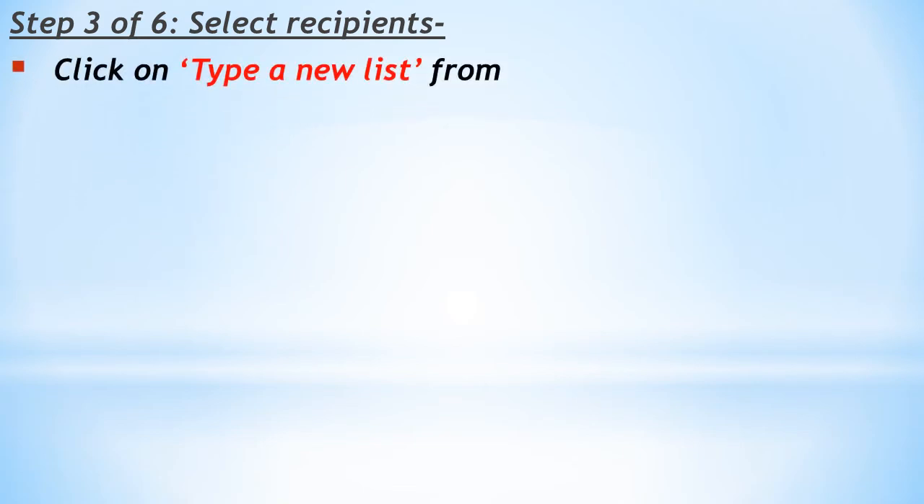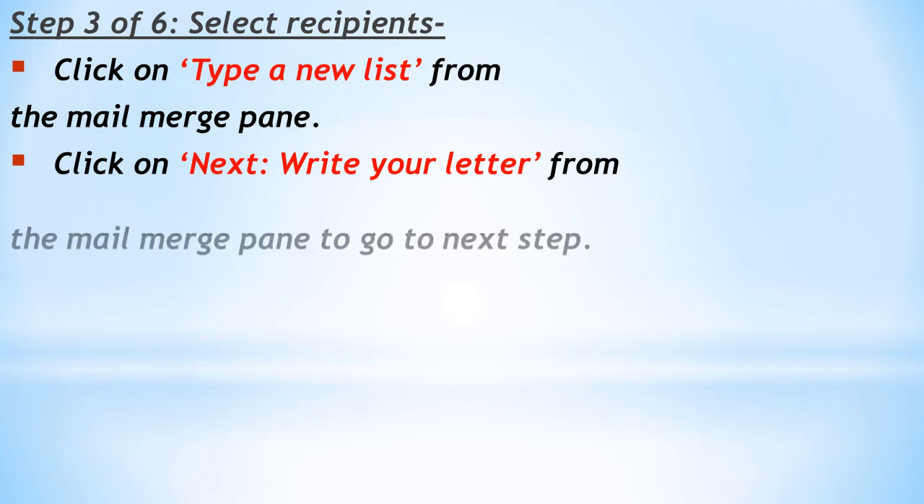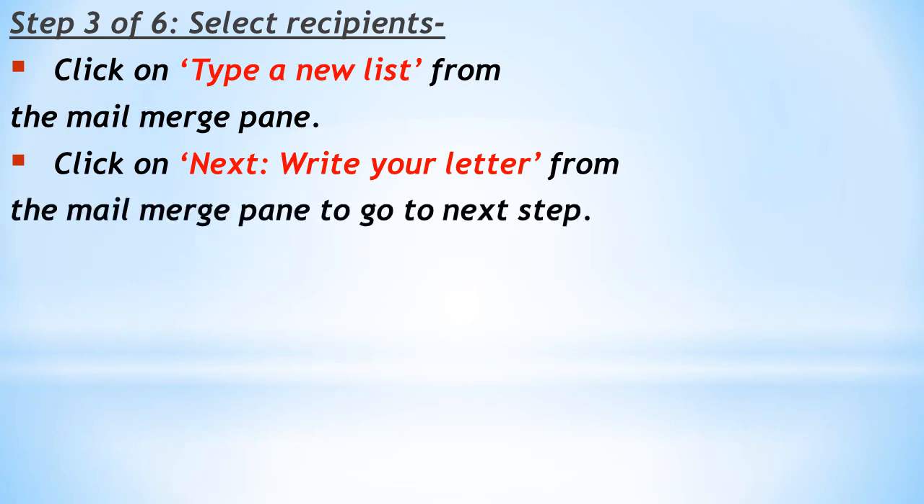Next is step number 3. What is the name of step number 3? Step number 3 is select recipients. What is the meaning of recipient here? Recipient means the person to whom you are going to send. For those persons we call them recipients. We need to write the address of that person, right? So we will follow this third step. In that third step we need to click on type a new list from the mail merge pane, and afterwards click on Next: Write your letter from the mail merge pane to go to the next step.